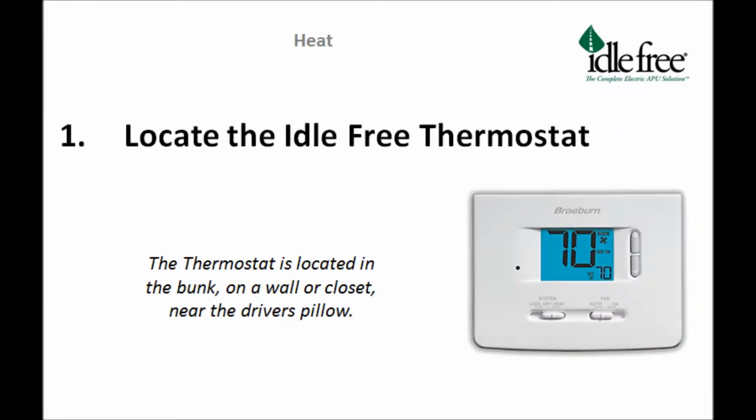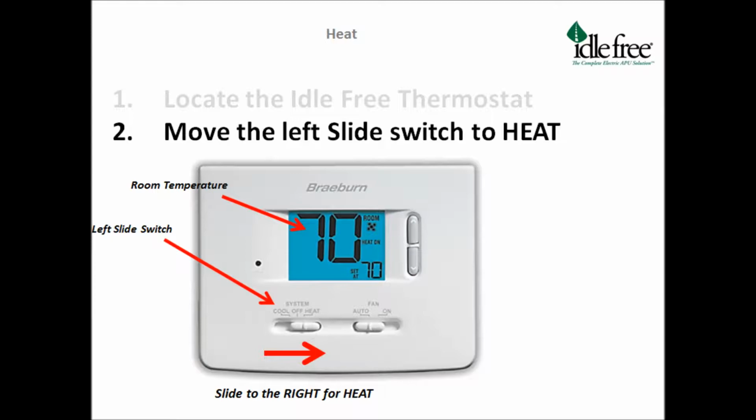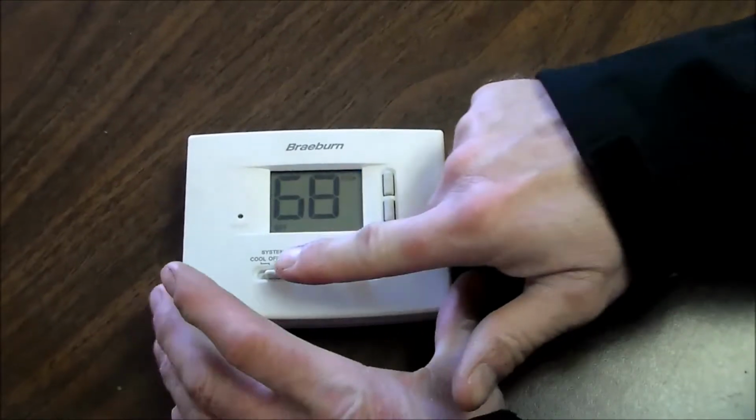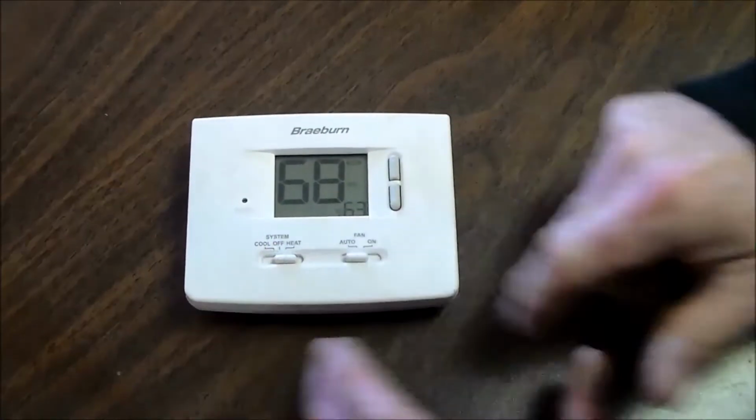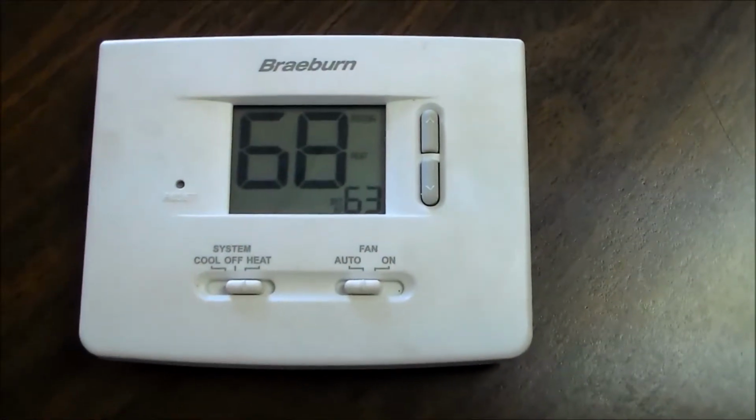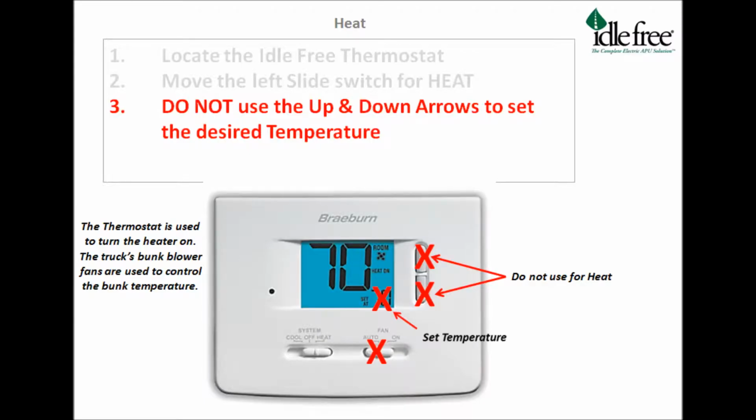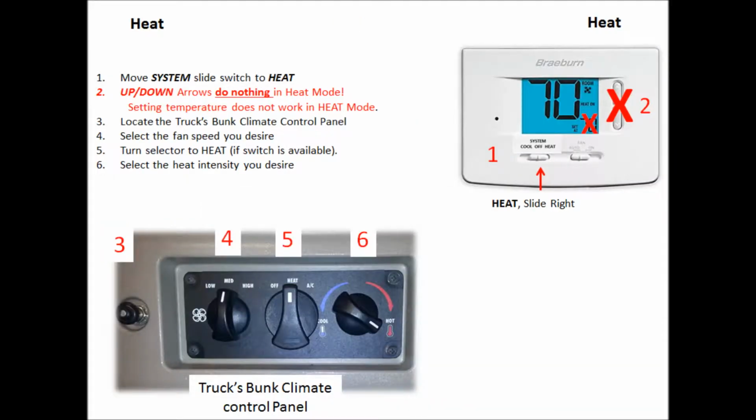Using the idle-free thermostat for heat. To turn the idle-free heater on, move the idle-free system switch on the thermostat, that's the left slide switch, to the right. Do not use the up and down arrows to control the temperature of the bunk when in heat mode. These arrows do nothing. The thermostat simply turns the heater on.